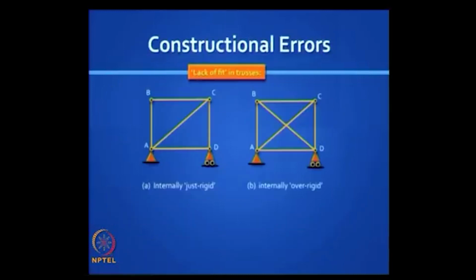Constructional errors, lack of fit in trusses. You have an internally just rigid plain truss on the left side, and you have an extra member, a redundant member, which makes it over rigid. Let us say the bar AC is too long. In the first case, all the bars will just adjust themselves. Every bar gets the length that it is given, and the joints will move a little bit. How to find these movements is something that you can do by principle of virtual work. You would have studied that.